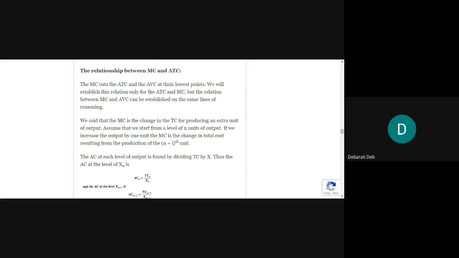Okay, can you see the link on your screen? The relationship between MC and ATC. Can you see that? Please, one of you unmute and tell me. Yes, ma'am. Yes, ma'am. Okay.